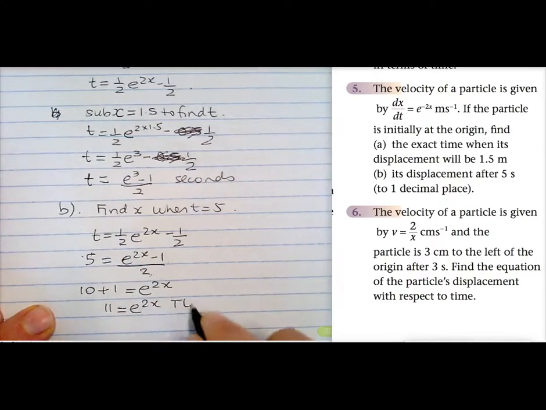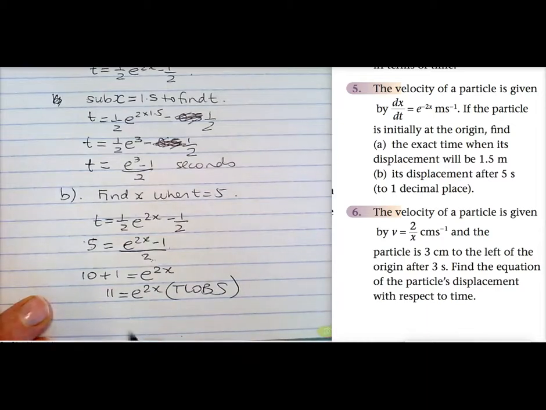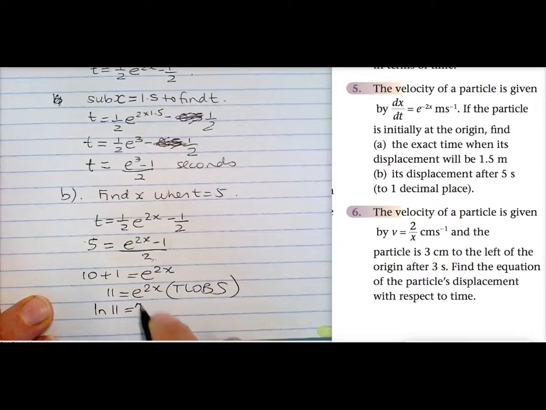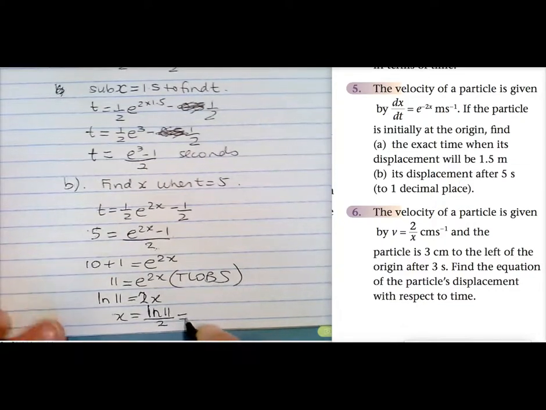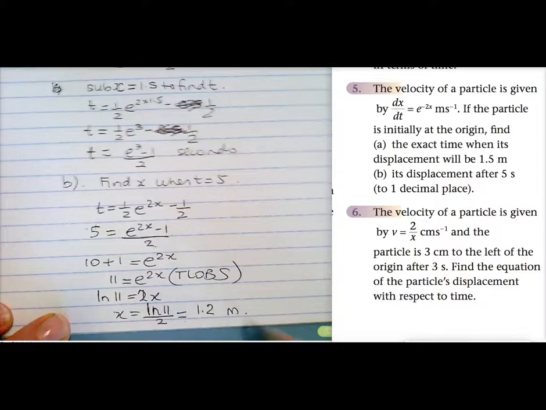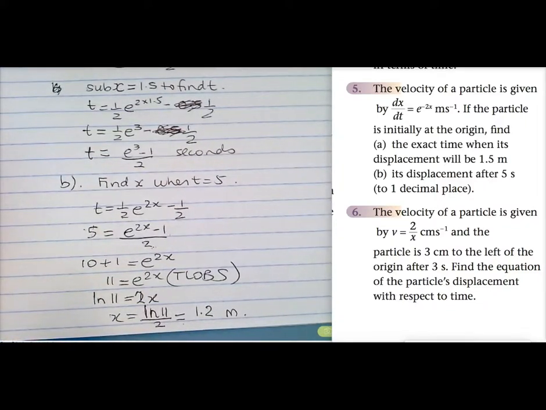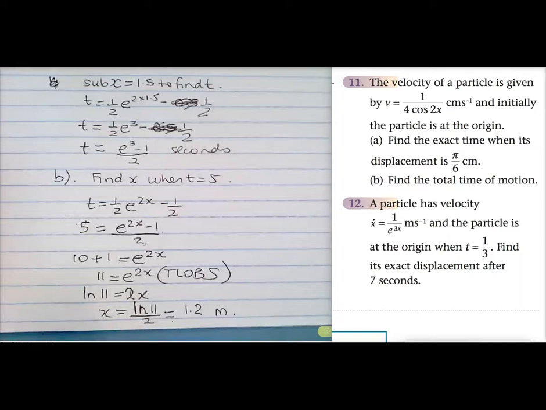Taking logs of both sides, you get what? ln 11 is 2x. Therefore, x is ln 11 on 2. 1.2 meters. I'll just pause. Yeah? All right.